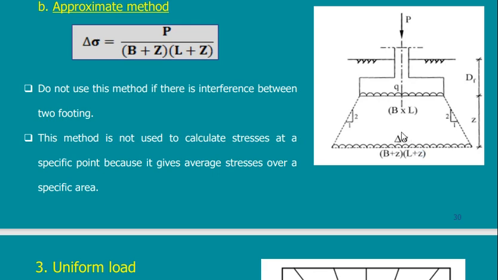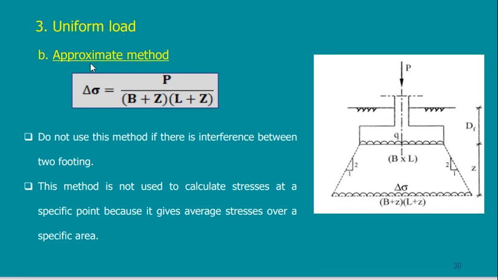What do we think about this method? This method is called an approximate method. Why is it an approximate method? Because it assumes that the stress at this point is the same as at this point, and this point, and this point, which is not logical, because in some cases the stress at the middle will be very high, and in some other cases the stresses at the edges are high, depending on the type of the soil. So this method is approximate because it assumes that the stress at any point within my required level is the same.